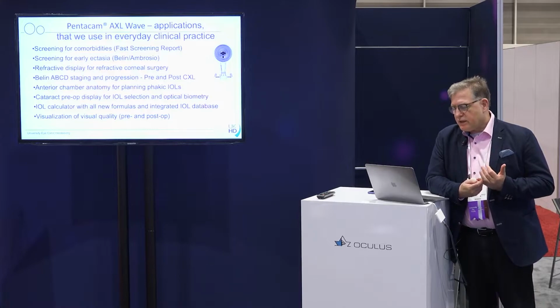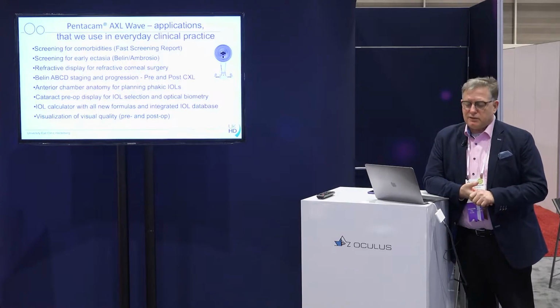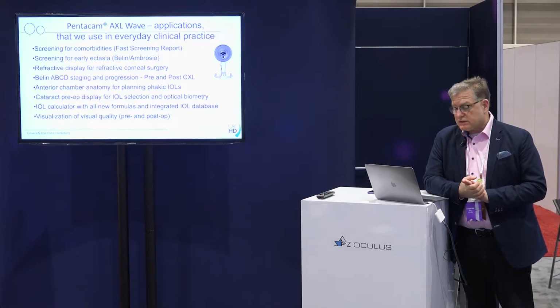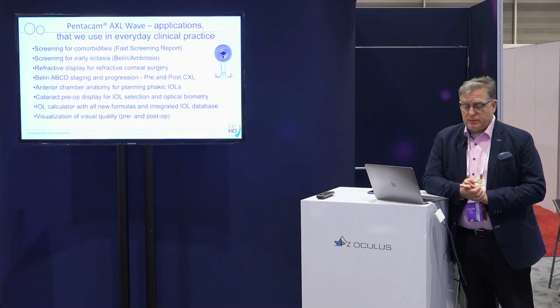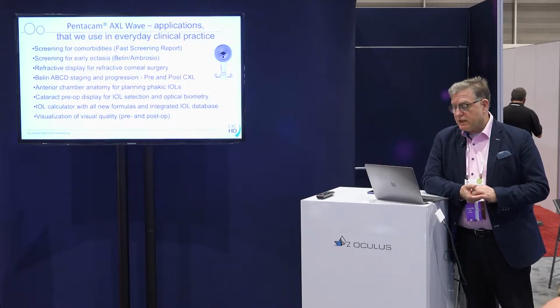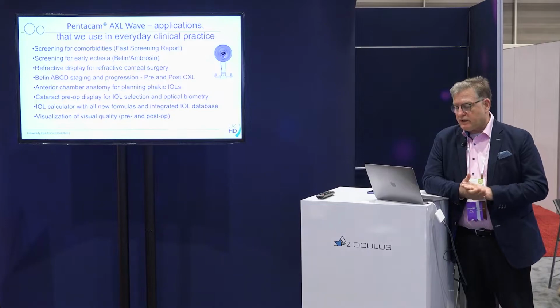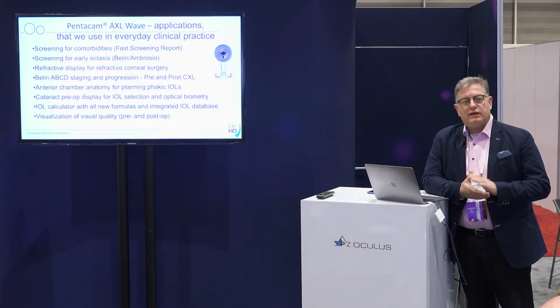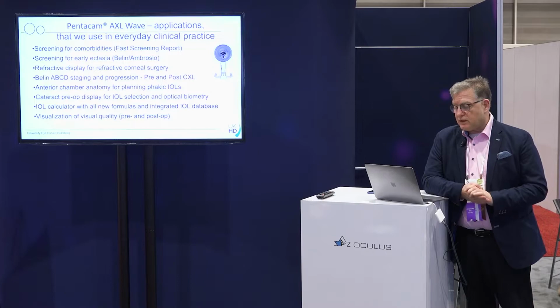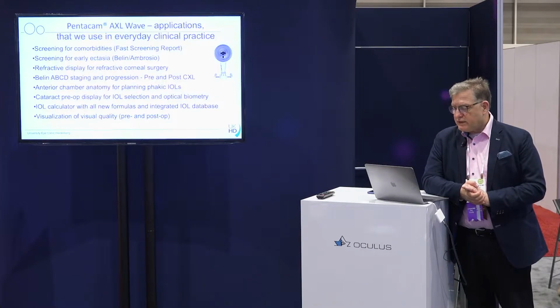in everyday situations in the clinic, to screen every patient that comes to us for comorbidities, referring to the cataract refractive patient, for example, for early ectasia, refractive corneal surgery, the staging by Belin ABCD, and for pre and post cross-linking in the keratoconus patient. But if we also look into the anatomy for a phakic IOL, we can look at the anterior chamber anatomy. We can do IOL calculation with all kinds of formulas, and we can measure everything, axial length as well as the corneal data we need.